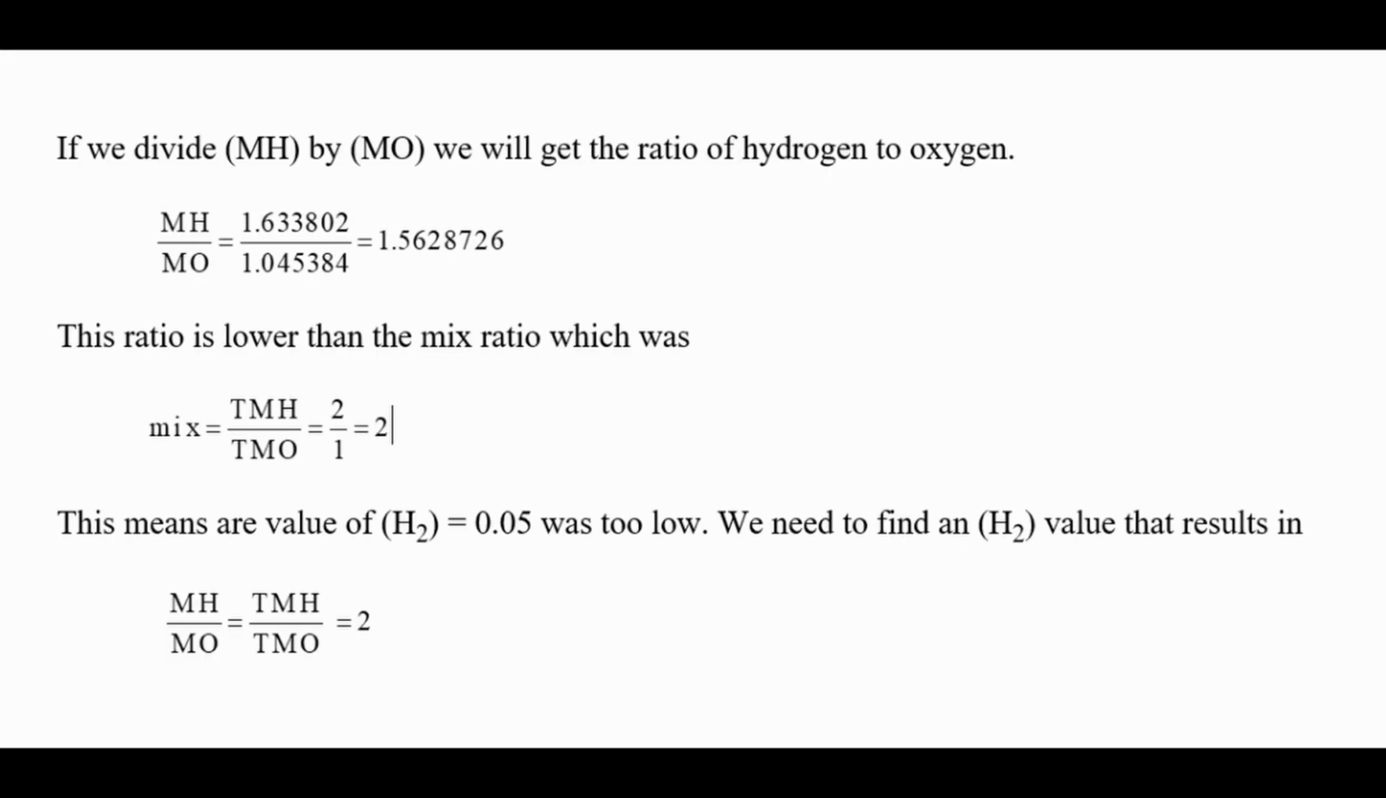If we divide MH by MO, we will get the ratio of hydrogen to oxygen. MH over MO equals 1.5628. This ratio is lower than the mixed ratio, which was TMH over TMO equals 2. This means the value of H2 equals 0.05 is too low. We need to find an H2 value that results in MH over MO equals TMH over TMO equals 2.